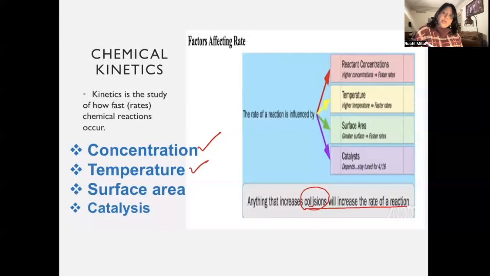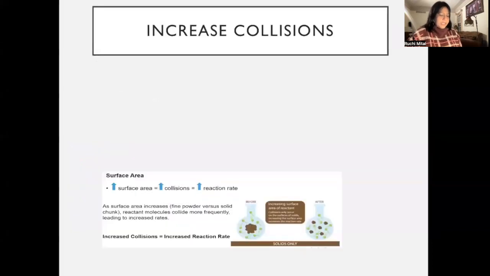Temperature. As temperature increases, we know the kinetic energy of the particles increases, and if the kinetic energy increases, there is a likelihood of more collisions taking place. Surface area. If there is a larger surface area, more collisions are possible within the chemical reaction. We are going to talk in more detail about catalysts and catalysis later on in this chapter. So let's look at another slide over here.